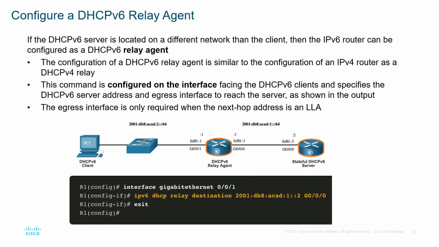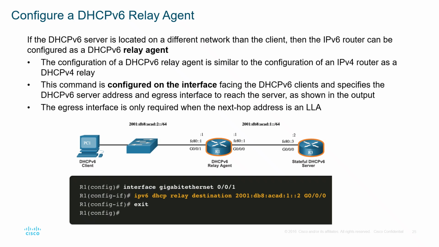Now a DHCP server, again, if it is located on a different network, then it has to do a relay. So this command is configured on the interface. Just like you saw in DHCPv4, if your server is a different router or on a different LAN than the requesting client, there has to be a relay set up. If there is not a relay set up, then you do not gain addressing information. So this command is configured on the interface facing the DHCP server.